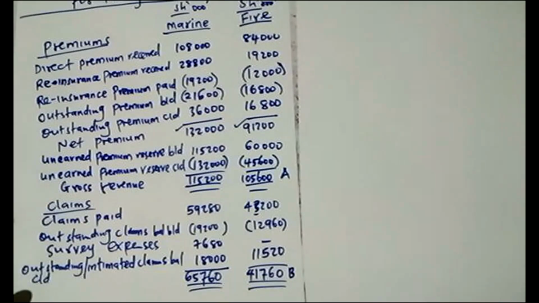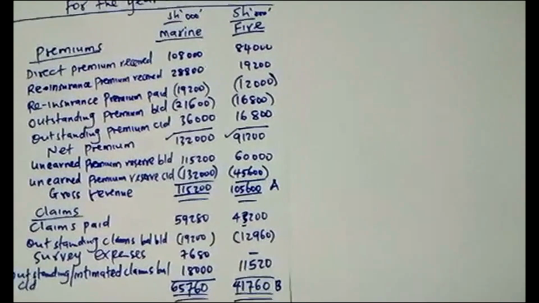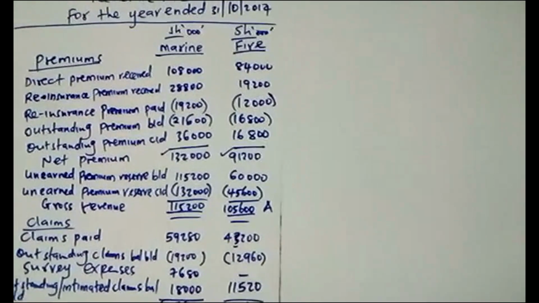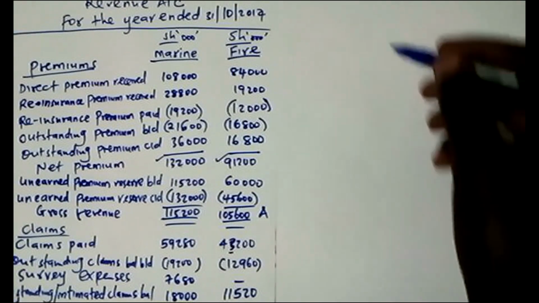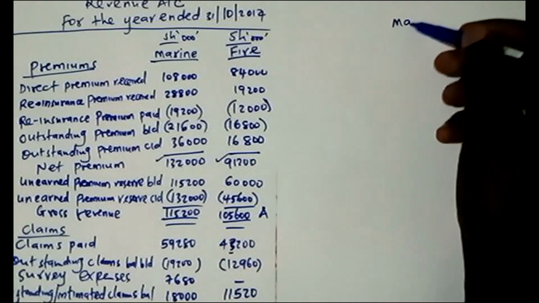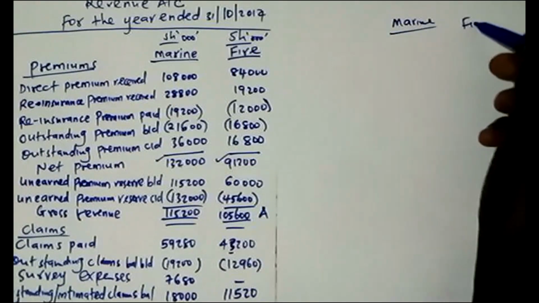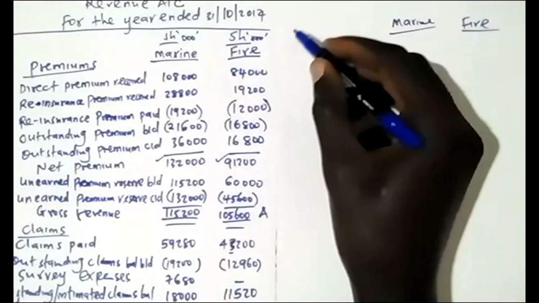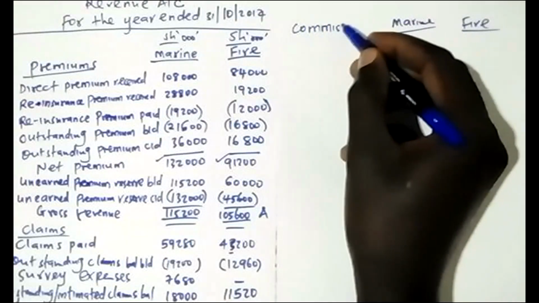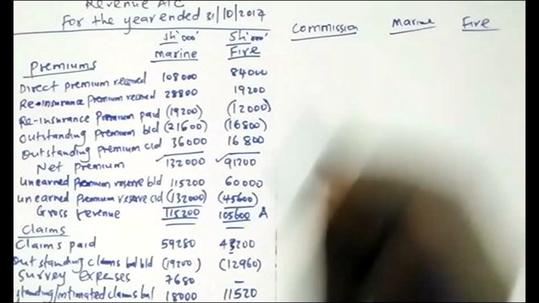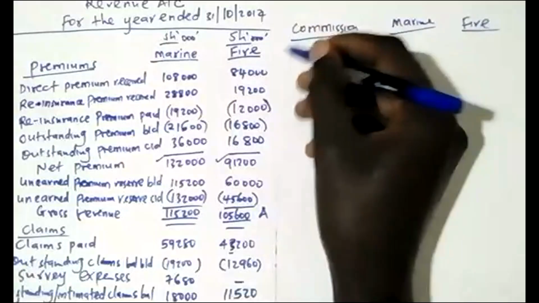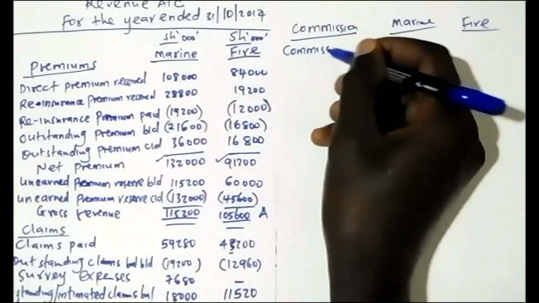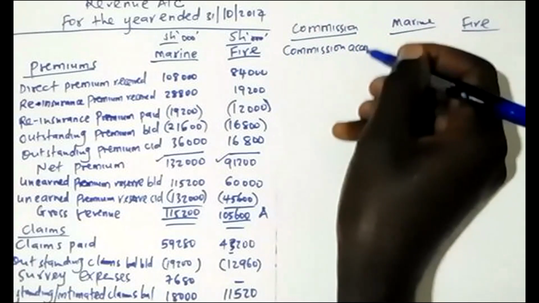So the next, we have to continue with part C. In part C, we have to deal with the commission. So I will come here and write marine and fire. The next thing I have to talk about is the commission. Under commission, we have to talk about commission accepted.